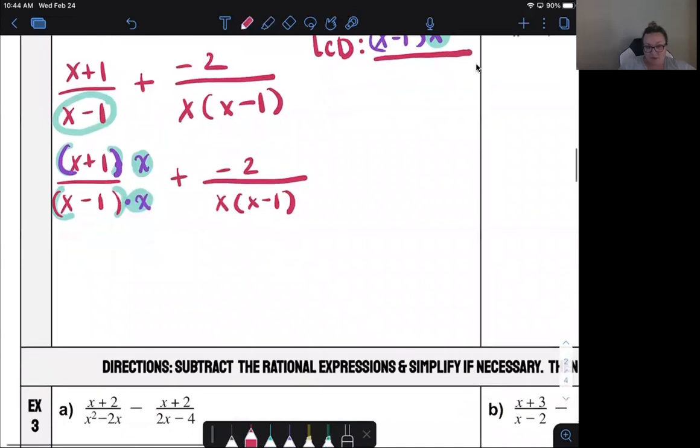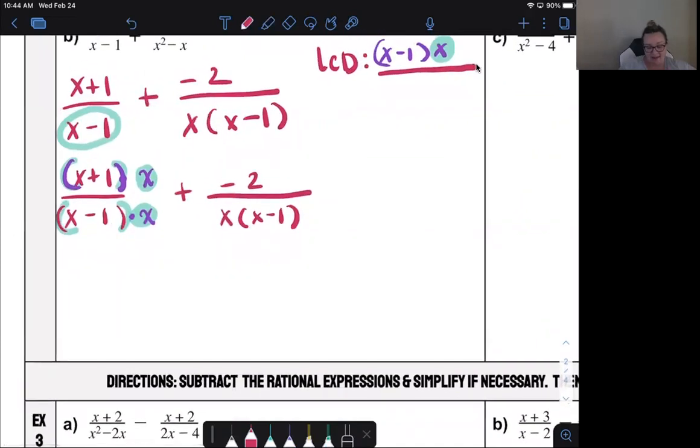All right, so now go ahead and add these two rational expressions. We have the same denominator now, x times x minus 1. Go ahead and add them and then simplify that numerator.